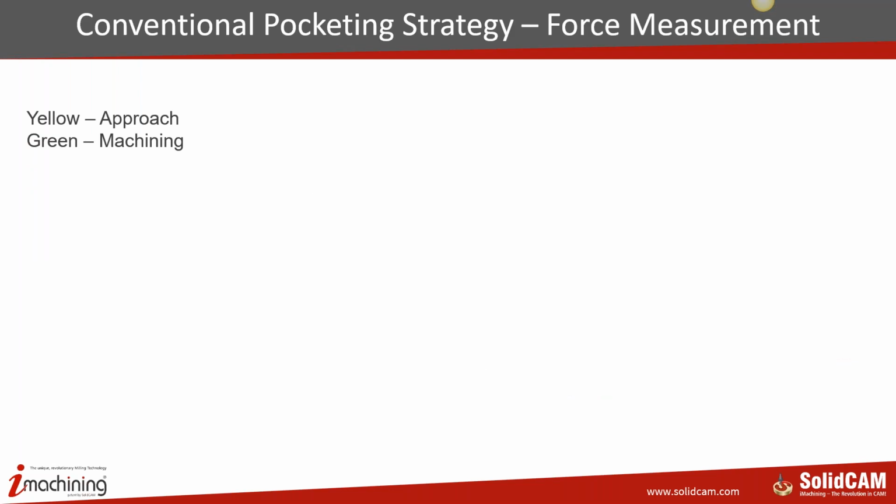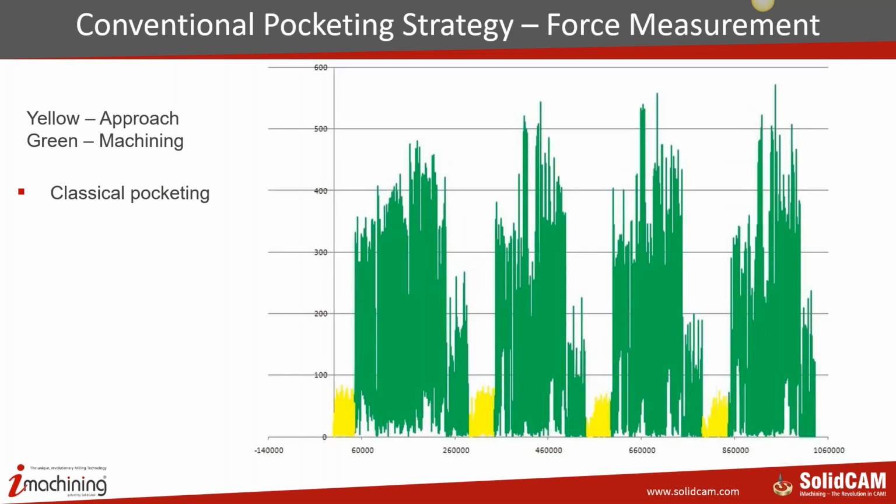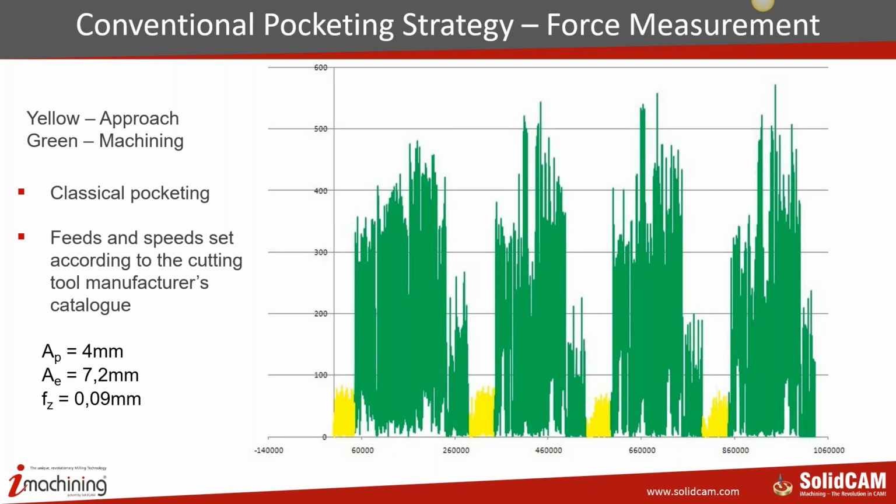Then we compared the forces with the same tool on the same material using a conventional CAM technique, which is a pocketing technique, where we took 4 millimeter depth of cut, a 7 millimeter sidestep, and we measured the force acting on the spindle and the workpiece. And this is how the force was measured, where you have green, which is basically the cutting force. On the x-axis is basically the time of machining, and on the y-axis is force measured.